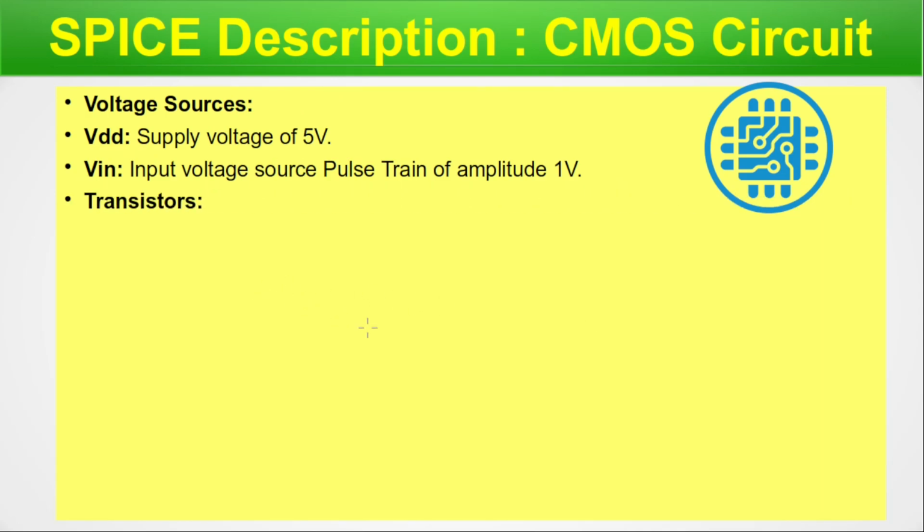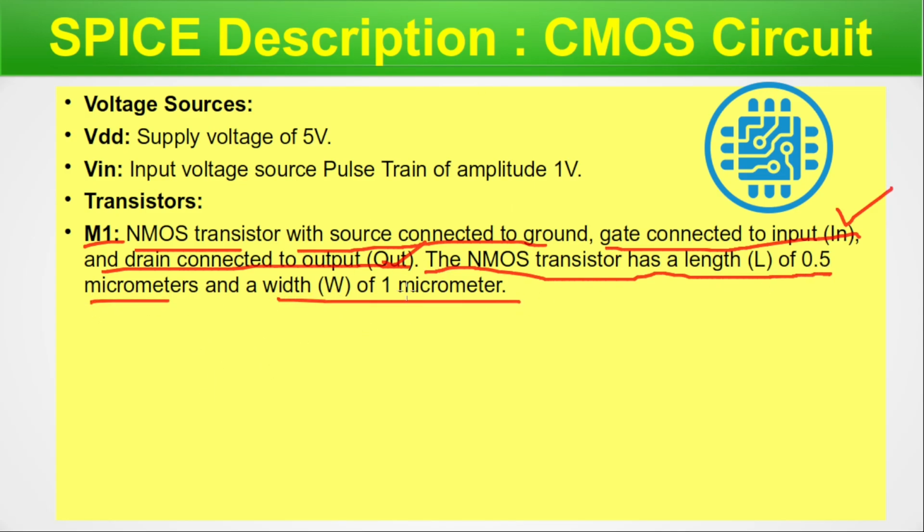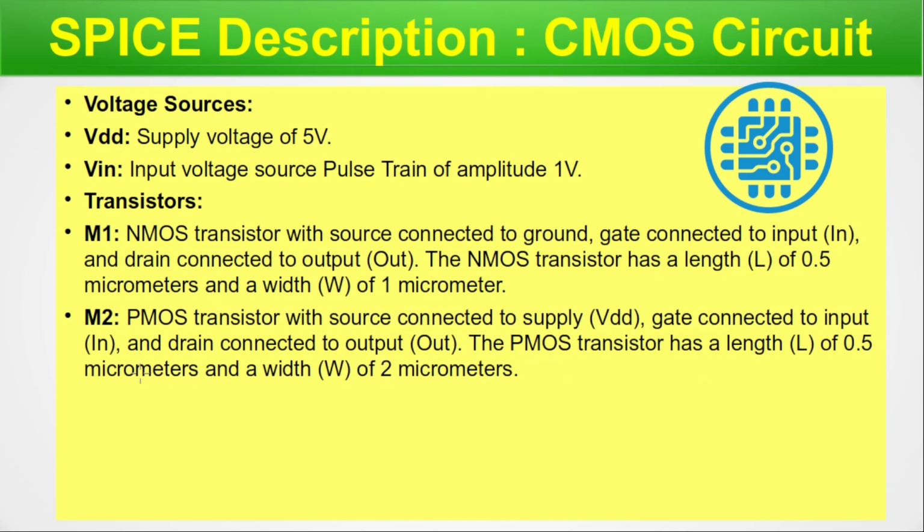Next, we have transistors. M1 is the NMOS transistor with source connected to the ground, gate connected to the input, that is in, and the drain connected to the output, that is out. Basically, this is a CMOS inverter circuit. So in is the input of the inverter and out is the output of the inverter. The NMOS transistor has a length L of 0.5 micrometers and width of 1 micrometer. You can vary or change them as you wish in the spice deck and see what are the results of those changes.